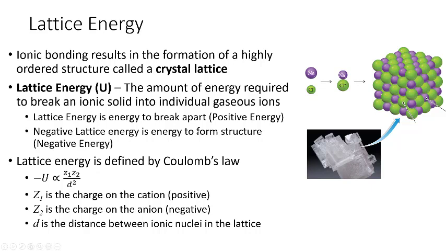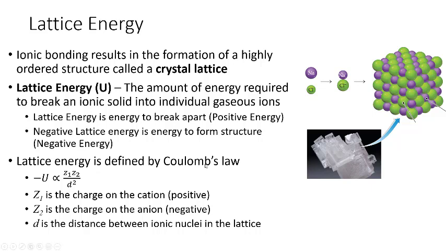As we mentioned in our last lecture, sodium chloride forms its ions and then arranges itself in this very highly ordered crystal lattice. And this lattice is held together by what's called lattice energy, which is given the symbol U. This lattice energy is the amount of energy required to break an ionic solid into its individual gaseous ions. So if the lattice energy is the energy needed to break apart the solid, the negative of the lattice energy, negative U, is the energy that is released upon the formation of that crystal lattice.